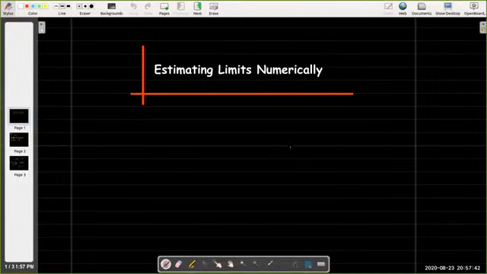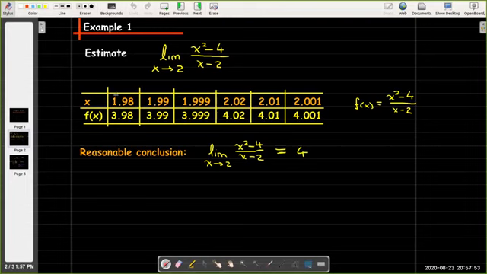In this short video, we're going to look at a couple of examples where we estimate the value of a limit numerically. So let's try to estimate the value of the limit as x approaches 2 of x squared minus 4 all over x minus 2. Well, what is our idea?